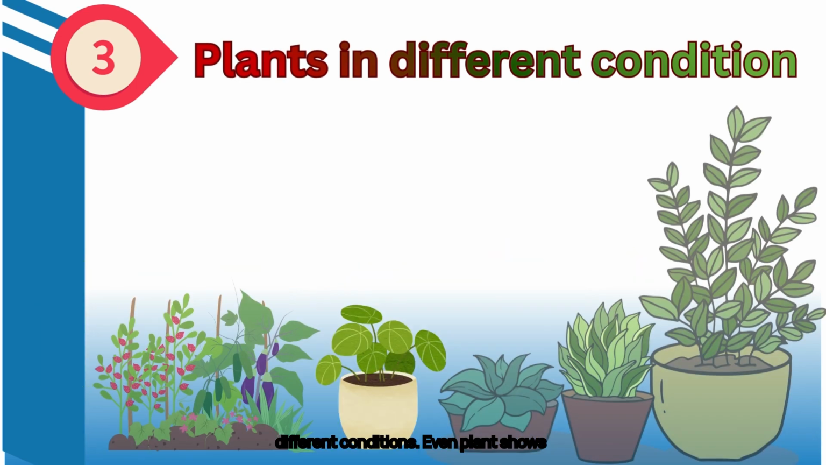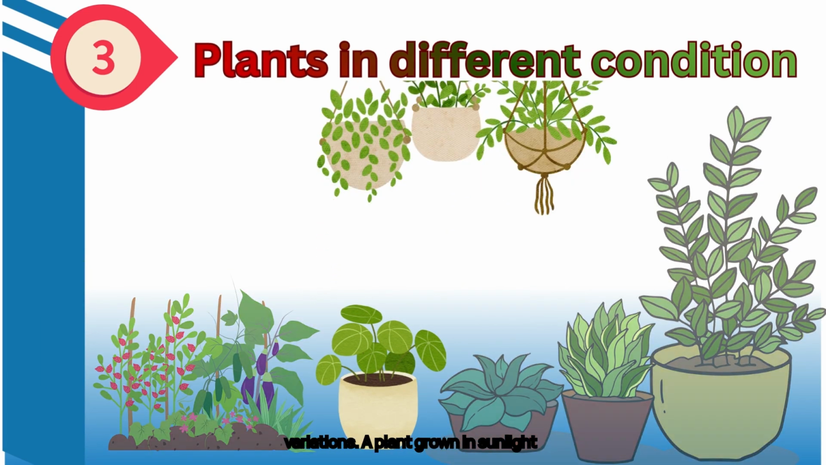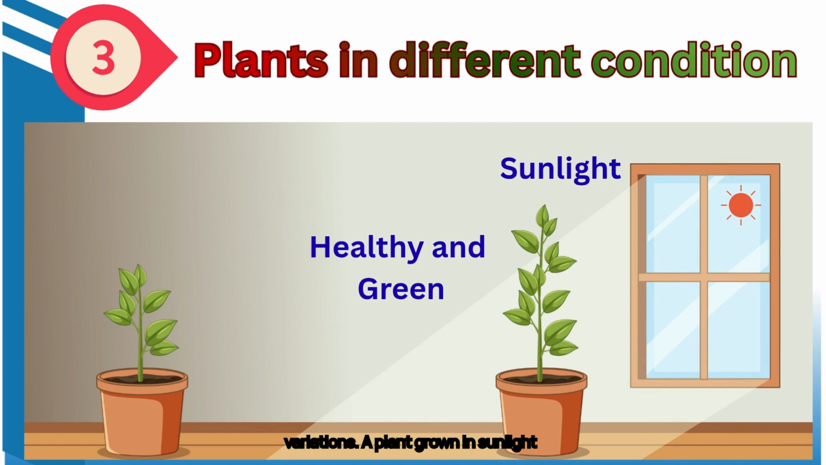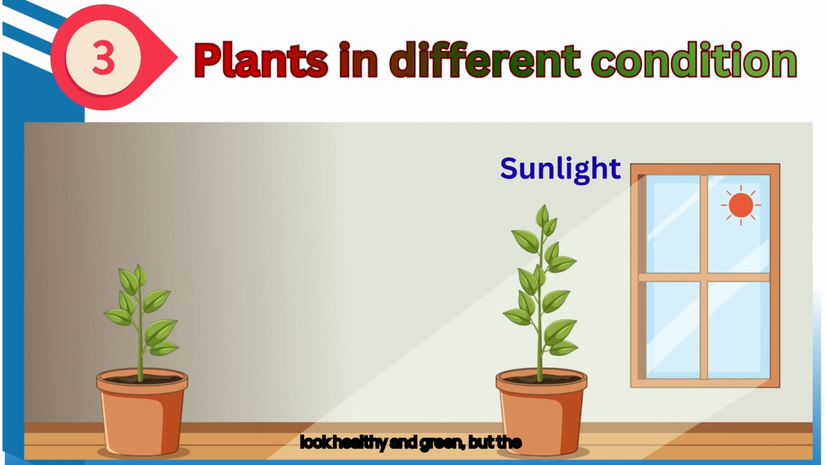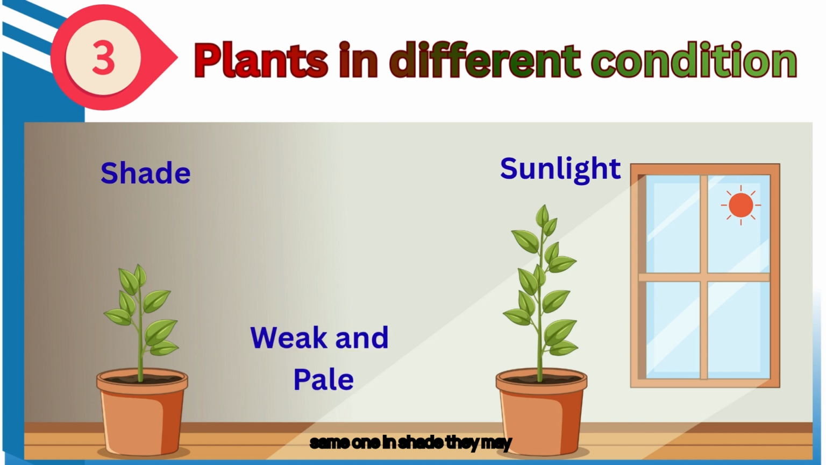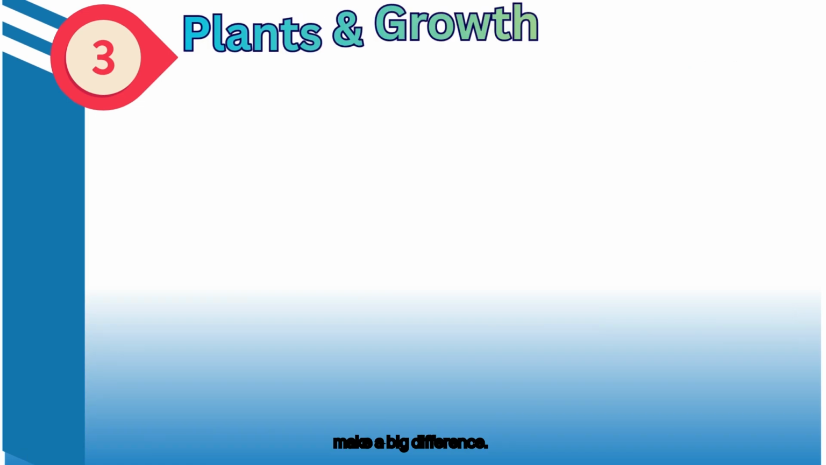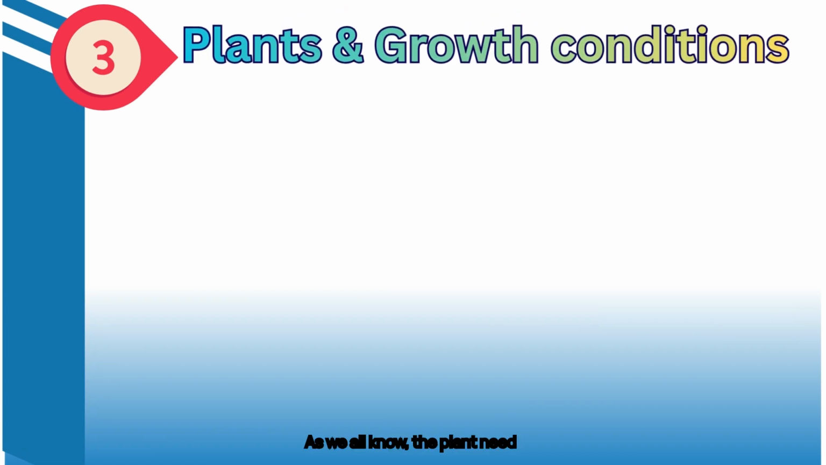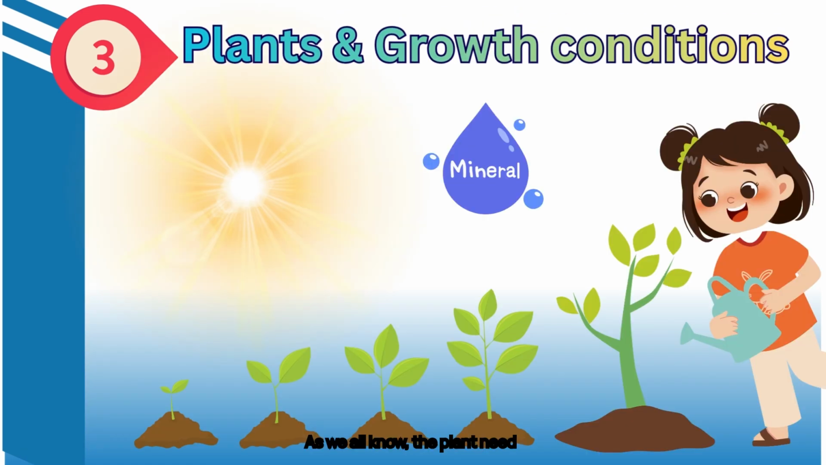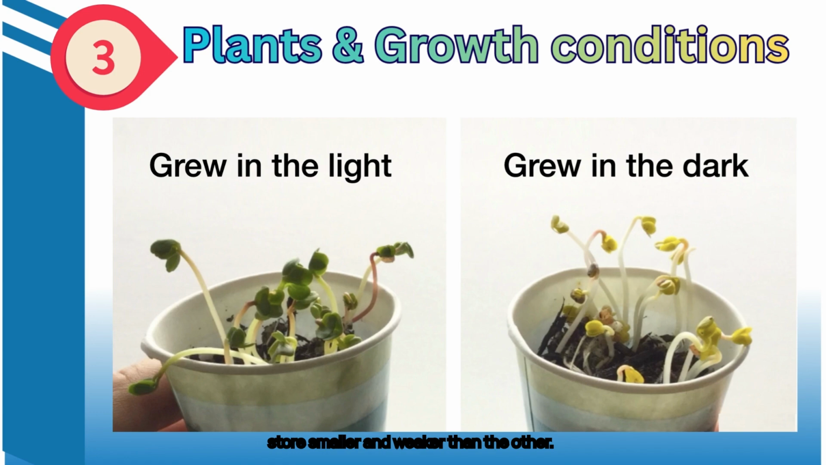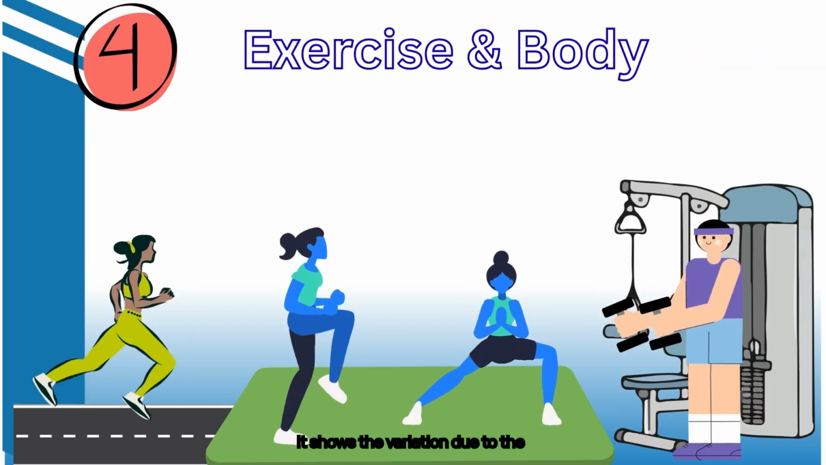Plants in different conditions, even plants show variations. A plant grown in sunlight looks healthy and green, but the same one in shade may look pale and weak. The environment makes a big difference. As we all know, plants need light, water and minerals to grow well. If they don't get enough, they grow smaller and weaker than the others. It shows the variation due to the environment.